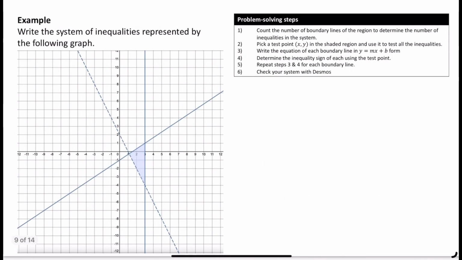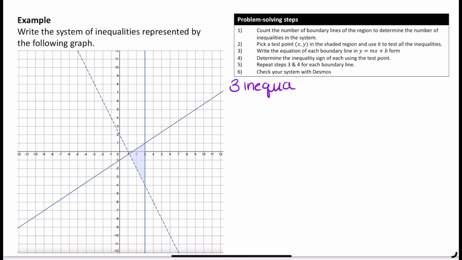Okay, so now let's try this example. So let's once again write the system of inequalities represented by this graph. So we're going to start off counting and see how many boundary lines that we need. So we have 1, 2, 3, right? Because we have this triangular shaped region. So we know that we need 3 inequalities.